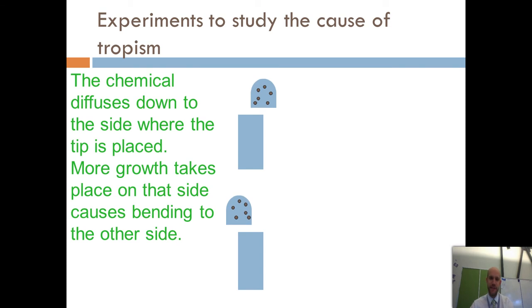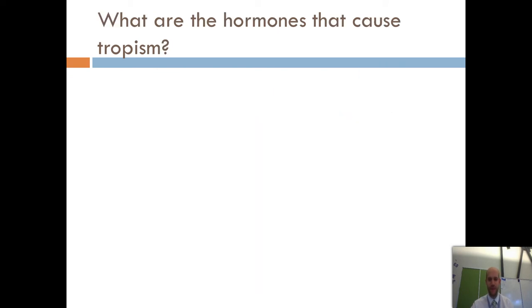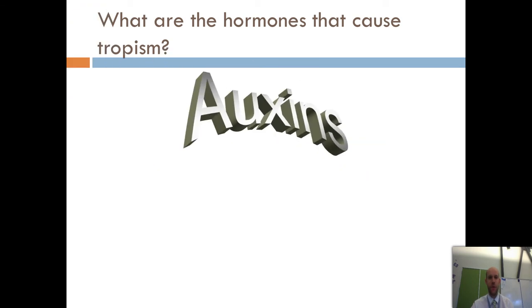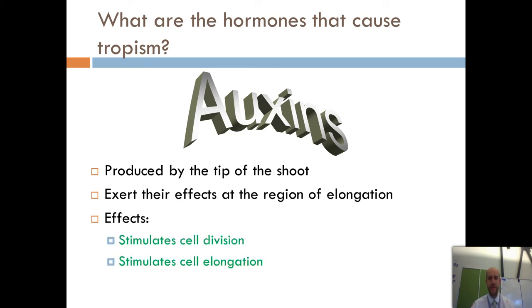The reason for this is the chemical is diffusing down vertically into the zone of elongation adjacent to it. So what is it that's doing this? Auxins. Auxins are produced by the tip of the shoot, and they exert their effects on the zone of elongation. They stimulate cell division and elongation.